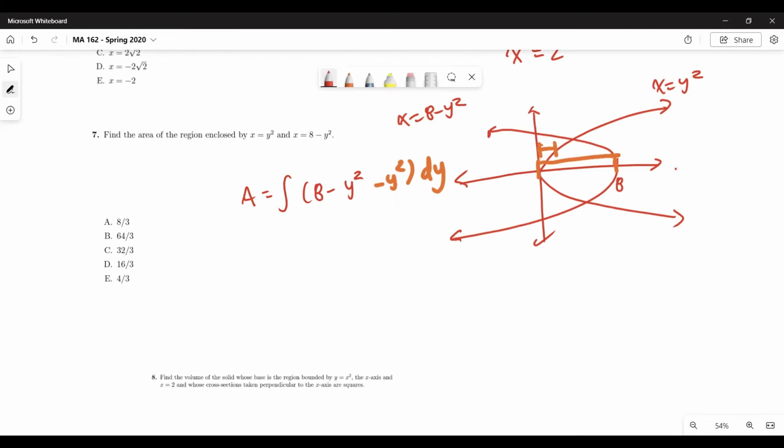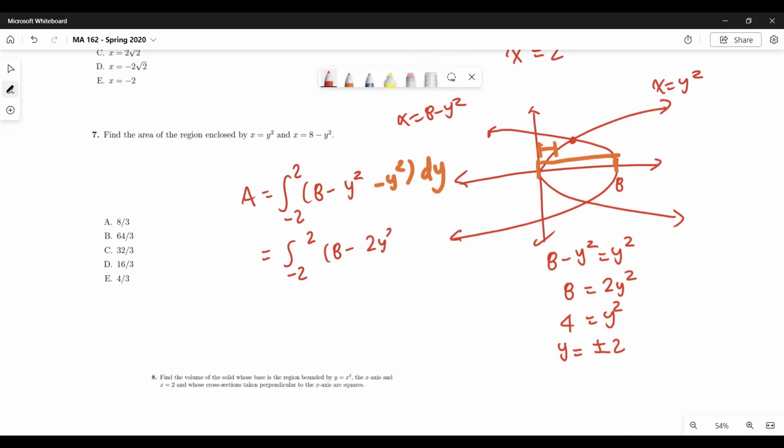So the upper integration value should be equal to the intersection of x equals 8 minus y squared and x equals y squared. So let's set 8 minus y squared equal to y squared. This becomes 8 equals 2y squared, and y squared is 4, and that makes y equals plus or minus 2. So we are integrating from negative 2 to 2, of 8 minus 2y squared dy.